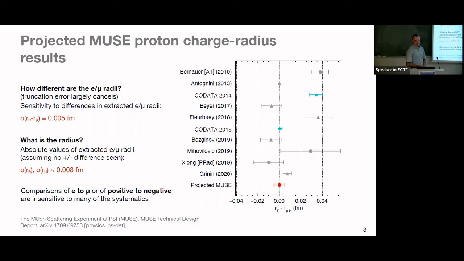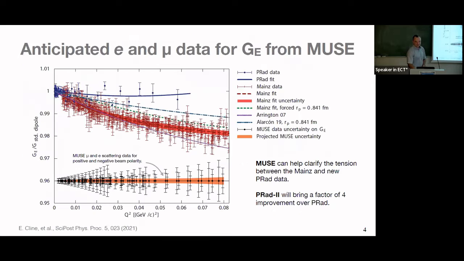We can directly compare proton radii extracted from electron and muon data. And the question about whether or not they are the same or different, that is a question we can actually answer much more precisely than the absolute value of the radius itself. But in the end, we hope to have 4 radius extractions from this experiment.